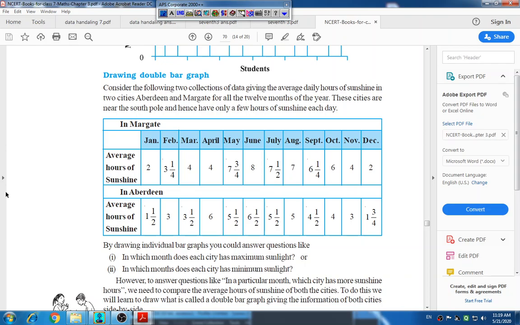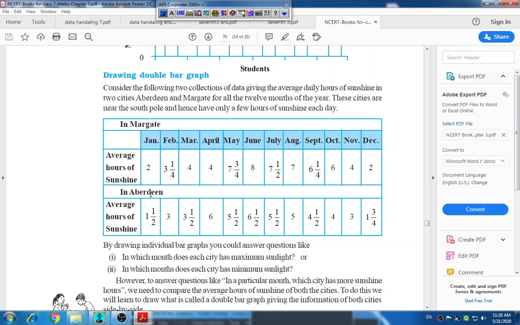Look here. In Margate, the average hours of sunshine in January is 2 hours, in February 3 and 1/4 hours, March 4 hours, April 4 hours. Like that they give us data of the average hours of sunshine in Margate and Aberdeen. Dear students, I am not going to read this data because you can easily read it. By drawing individual bar graphs, you could answer questions, but it will take more time.